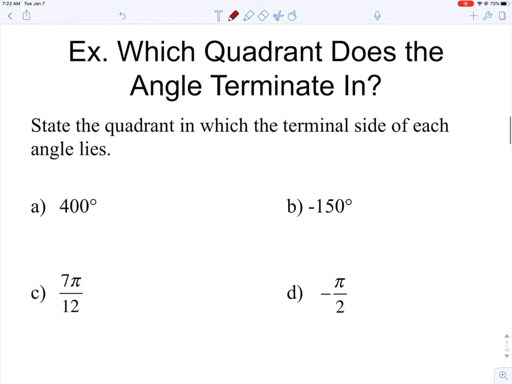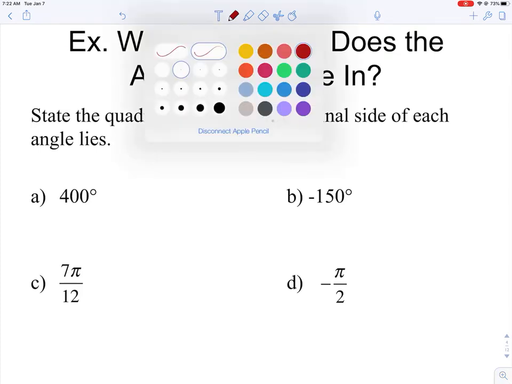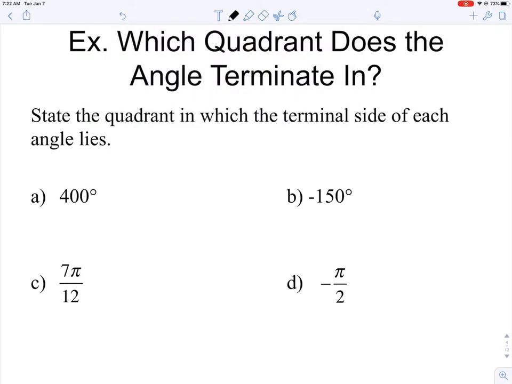So let's determine where each of these angles terminates in the xy plane, like in which quadrant, or if not a quadrant, along which axis each of these angles terminates. And it's going to be helpful for us for now to sketch a picture, but you could also just visualize in your head to determine where each of these angles terminates.